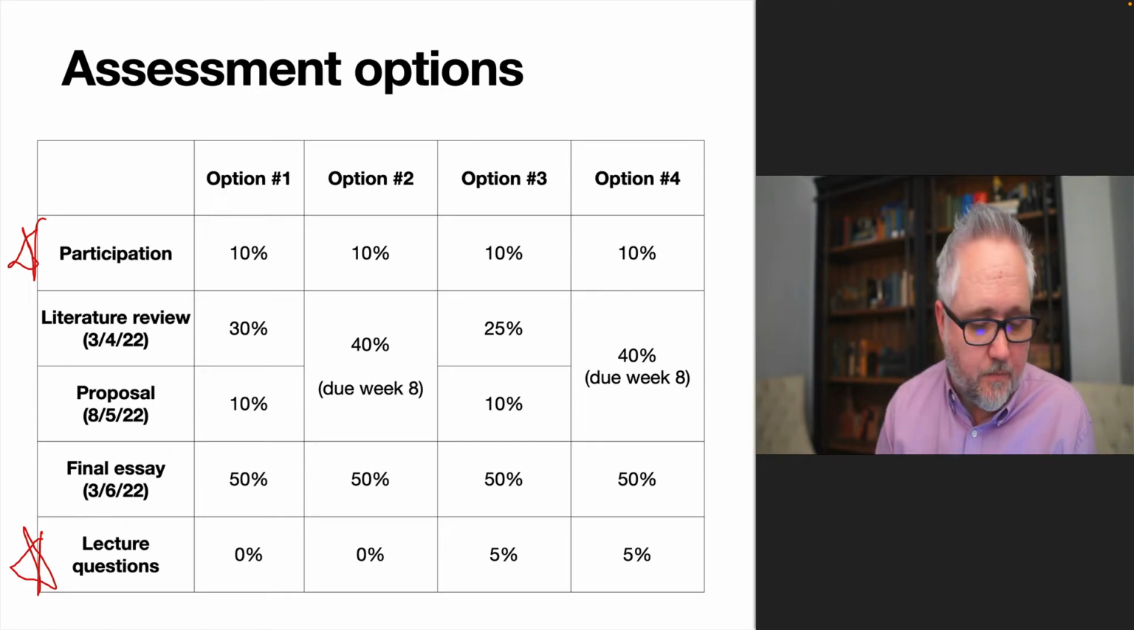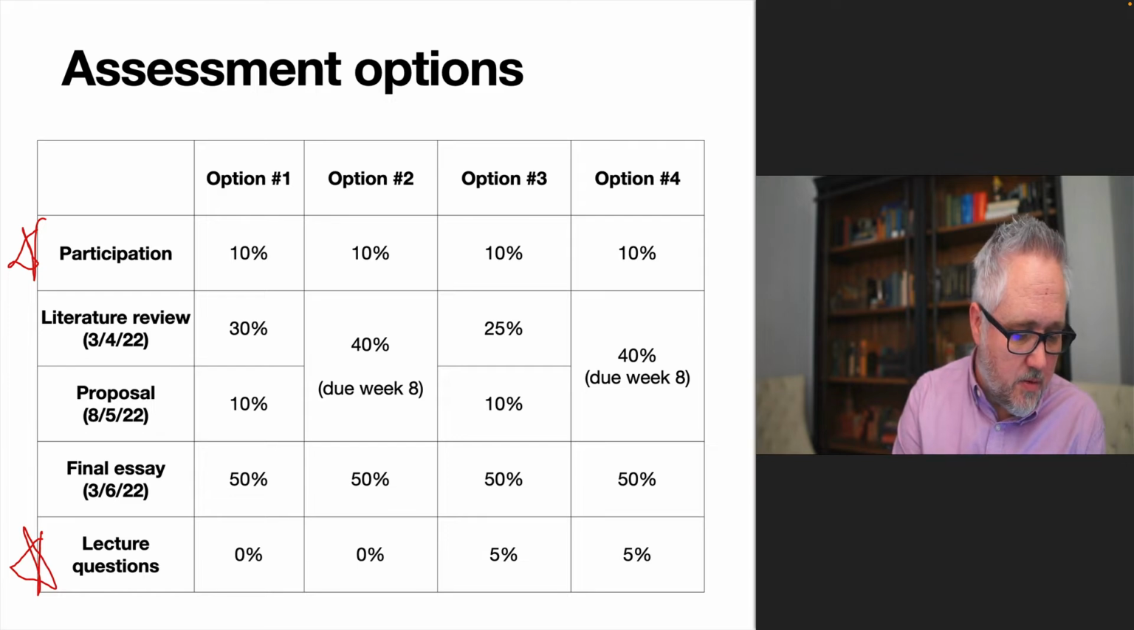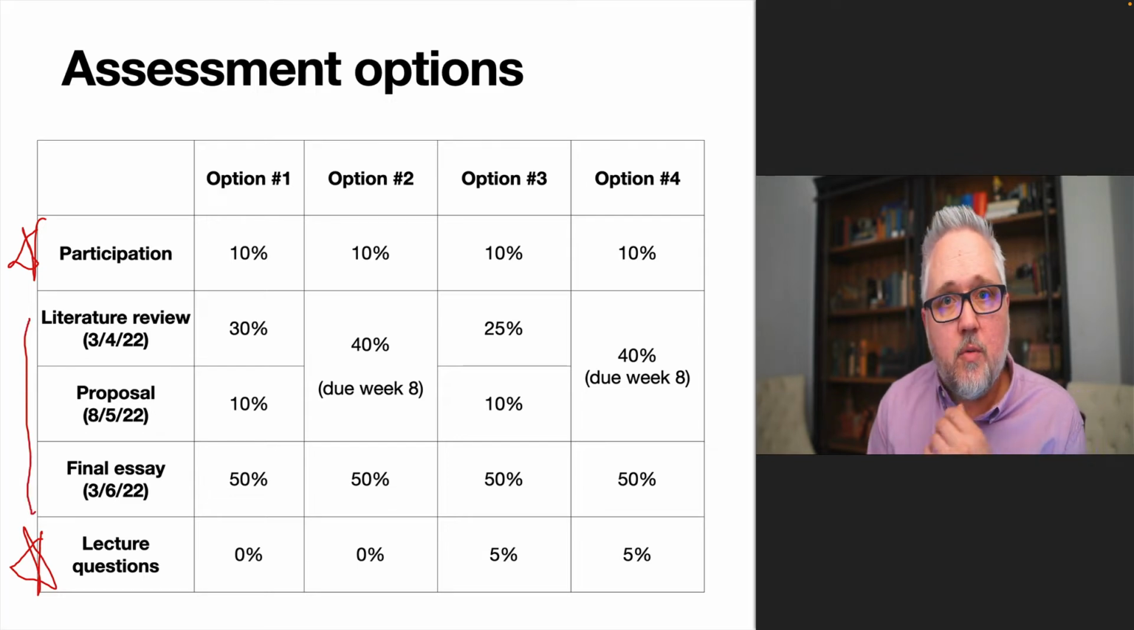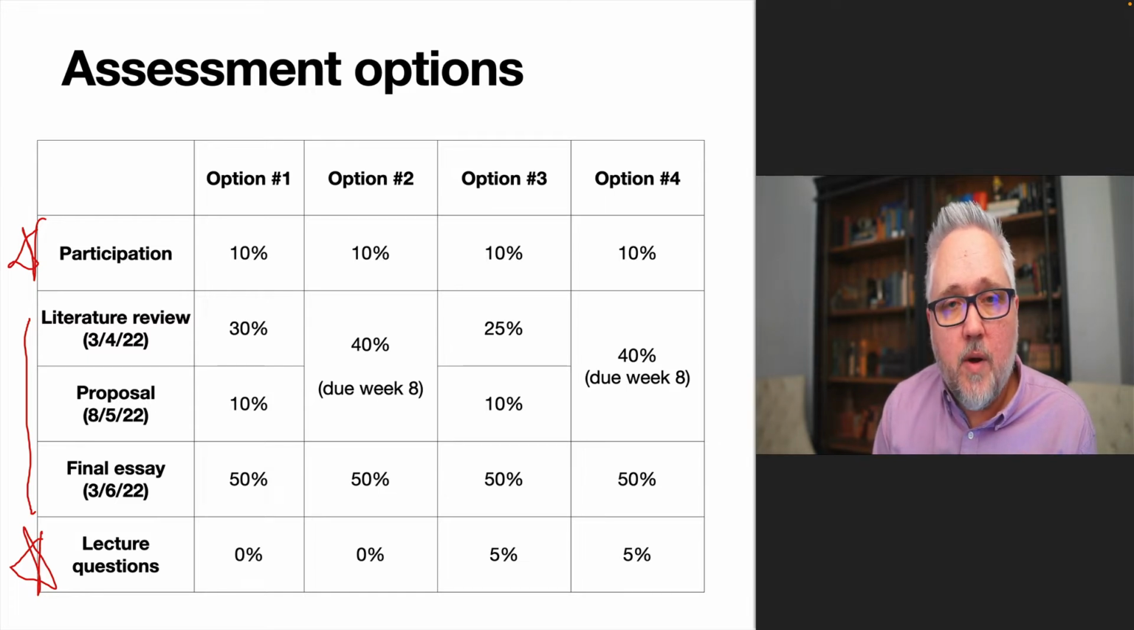The literature review, proposal, and the final essay, those are the written assessments. I have writing guides posted already from the last time I taught the course in 2020 at the top of Waddle.